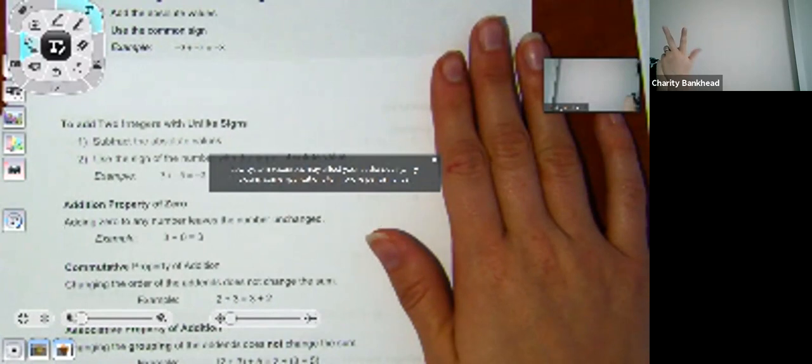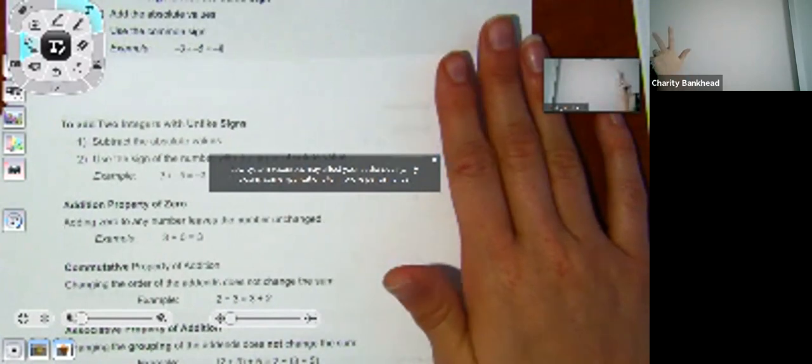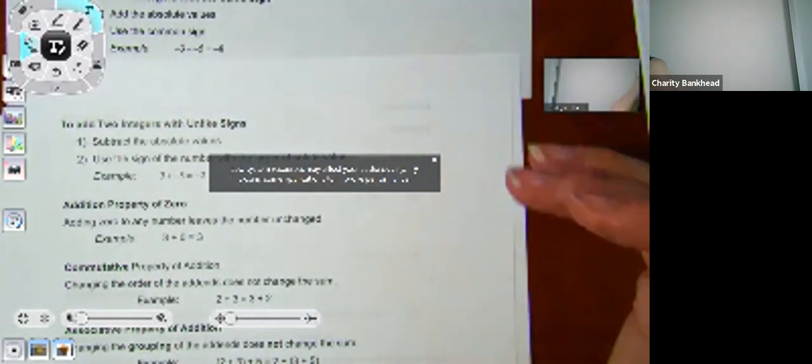All right, any number plus 0 is still the number. So that's the addition property of 0. Commutative property of addition means that when you add two numbers and you switch the order, you still get the same answer. So 2 plus 3 is the same thing as 3 plus 2. So that's a commutative property.